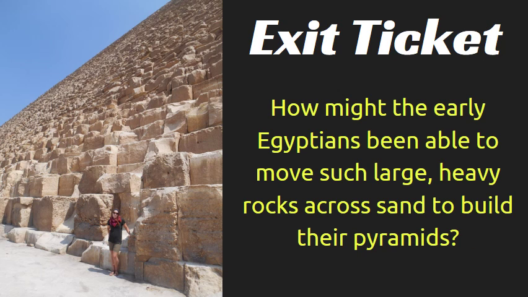Alright, so here's your exit ticket. The question is, how might the early Egyptians have been able to move such large, heavy rocks across sand to build their pyramids? So you can see there's a girl in the picture there, and she's standing by these blocks. These blocks are about as tall as she is, so probably about 5 foot high. So they're very, very heavy stones that they carved into squares. So how might they have been able to move these across the soft sand? And that's your exit ticket for today, and that's the lesson for today.